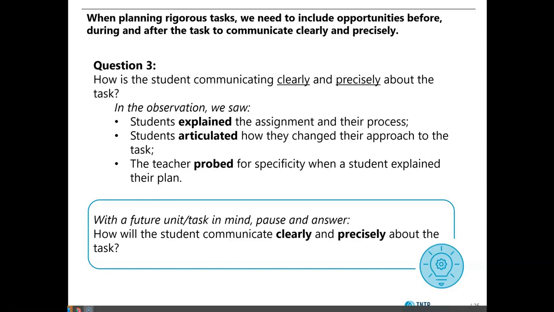One opportunity that's available here is also considering who the audience is and how that communication takes place, whether it's in a formal written way, whether it is informally written, if it's oral, or any other sort of method of communicating about the task. So at this point, with that same future unit or task in mind, please take a moment and think of how you are offering opportunities for the student to communicate clearly and precisely about the task.